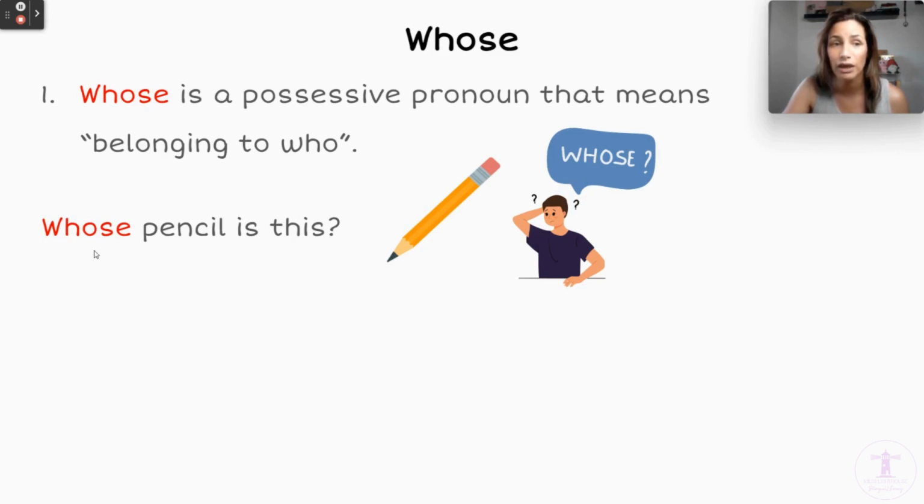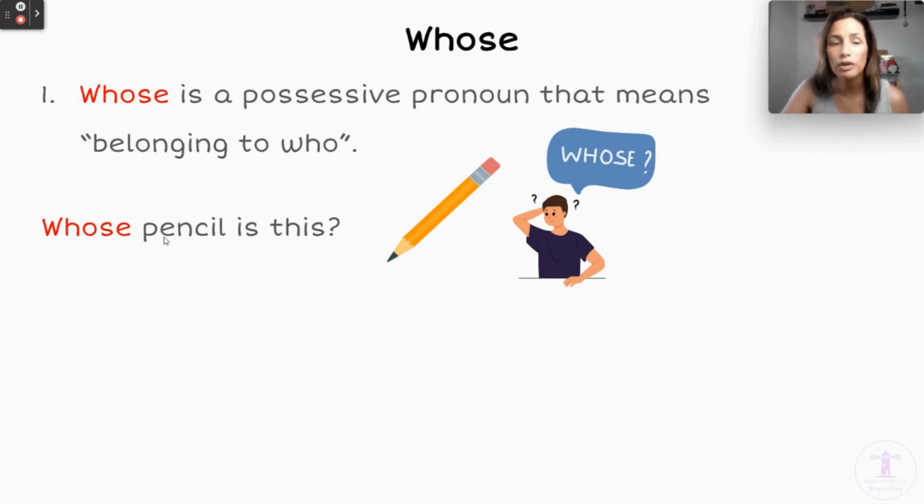And notice it cannot be who's pencil is this? So if you ever wonder which word goes here, is it whose or is it the contraction who's? Well, just undo the contraction, right? Think the contraction is who is or who has. Does it make sense? Who is pencil is this? No, it doesn't make sense. You have the is right here. Who has pencil is this? Same. Okay, it doesn't make sense. You have your verb right here, is.